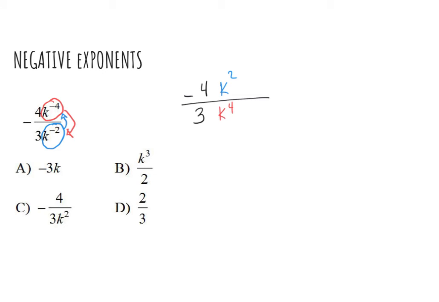And now I'm just going to apply the rules I would when I'm dividing. So I would subtract. So I'm left with negative 4 over 3. And then because 4 is the bigger exponent, my base stays on the bottom. 4 minus 2 is 2. So our correct answer would be C.